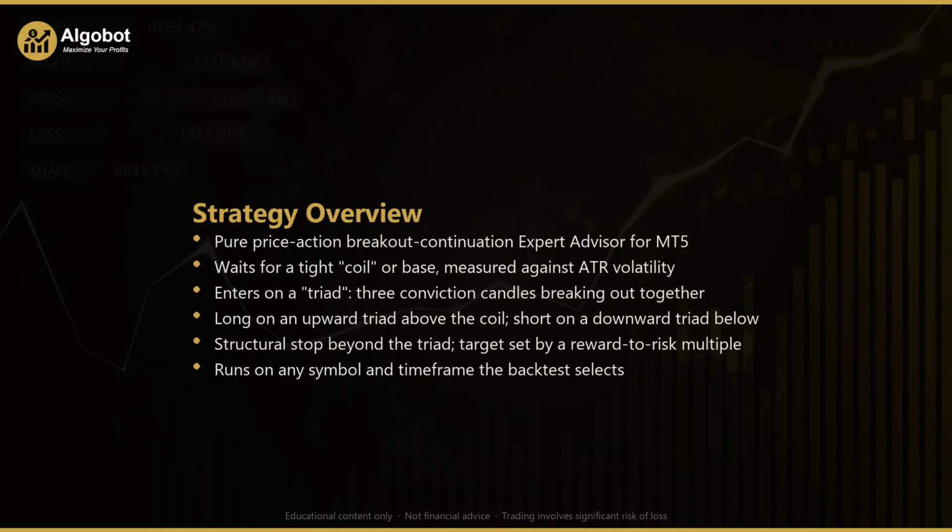Once that quiet base is in place, the EA waits for three consecutive conviction candles, the triad that gives the strategy its name, to march out of the base in the same direction. If they push upward and clear the top of the coil, the strategy signals a long. If they press downward and break the bottom, it signals a short. Because everything is derived from candle geometry and volatility, this approach can be applied to whatever symbol and time frame you choose to test: foreign exchange pairs, indices, metals, and more.